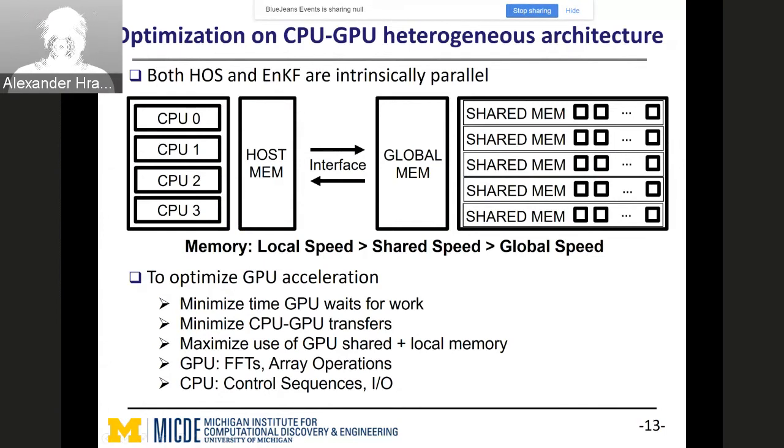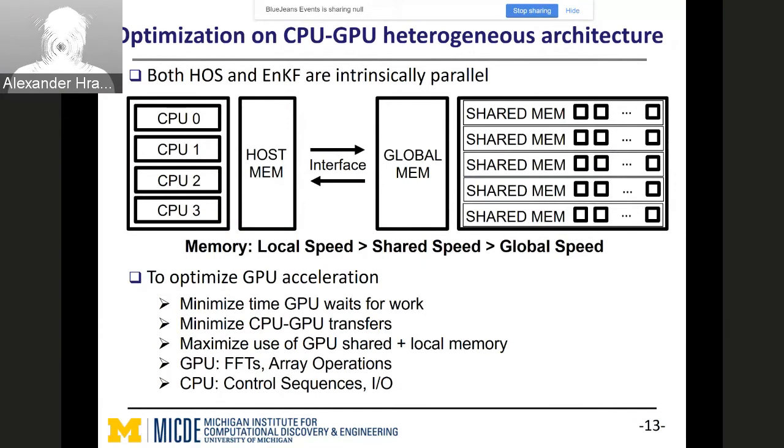Clusters of threads each have their own shared memory, which is considerably faster than global memory. And not depicted in the diagram is local memory, which is specific to each individual thread, and that's the fastest of all. So to optimize our GPU acceleration, we need to minimize the time the GPU waits for work so that it's always doing something.